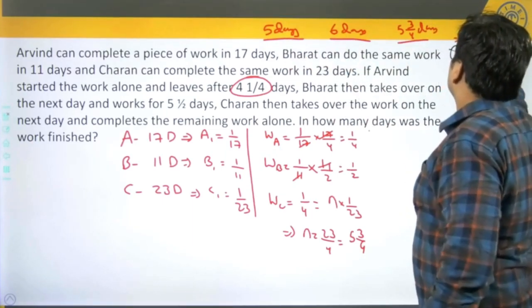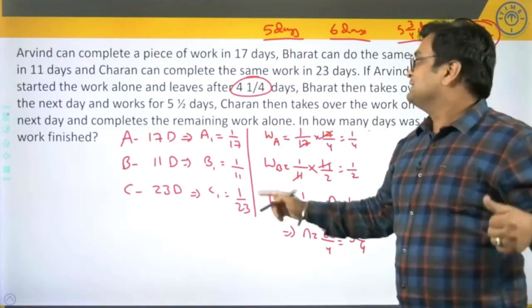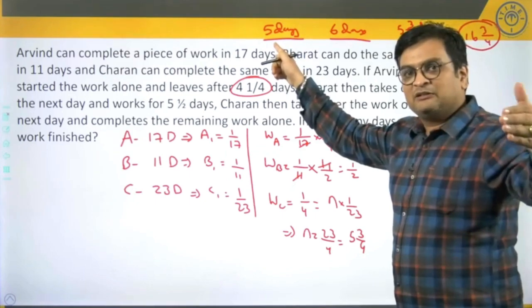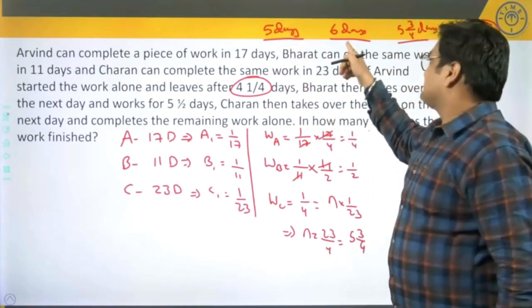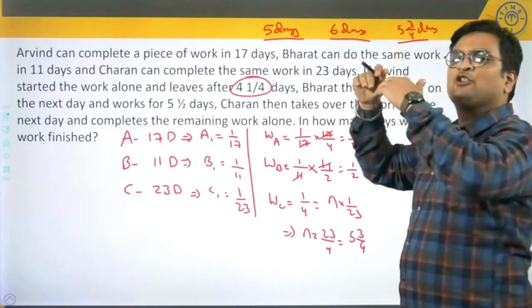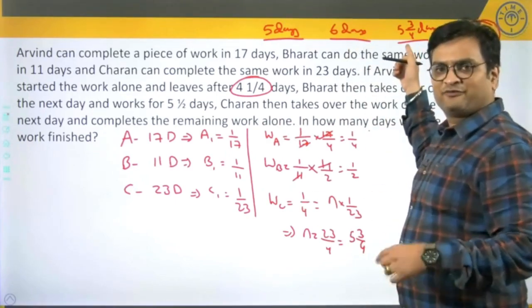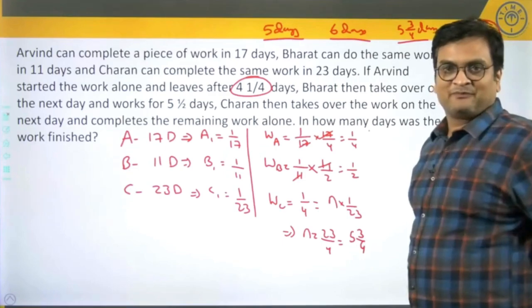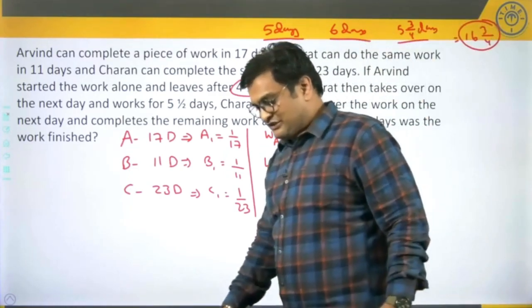Now, please note, we are not taking the fractional days for both Arvind and Bharat because after Arvind's work, Bharat is taking over only on the next day. That means 5 days have passed. Similarly, after Bharat's work, Charan is taking over next day. That means 6 days have passed. But after 5 3/4 days, the work is finished. So, there is no taking over left, right? Thus, the total answer is going to be 16 3/4.